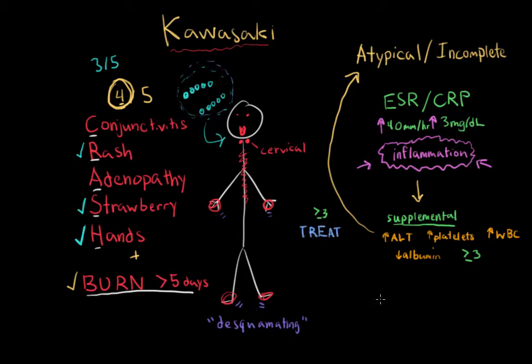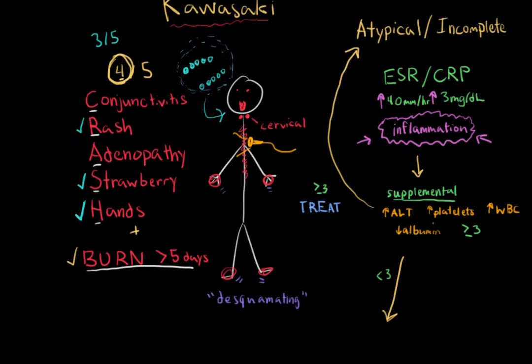Now what happens if you have less than 3 supplemental labs? Well, to confirm that you do have atypical Kawasaki disease, you'll need to check an echocardiogram. Now what's an echocardiogram? Well, that's when you take a little ultrasound probe and put it on the chest and take a look at the heart.